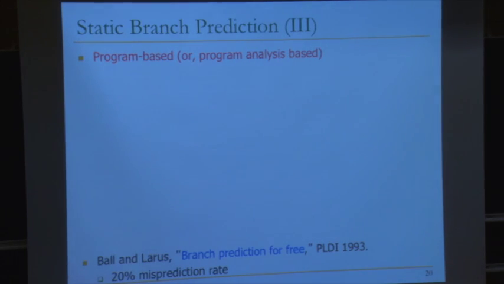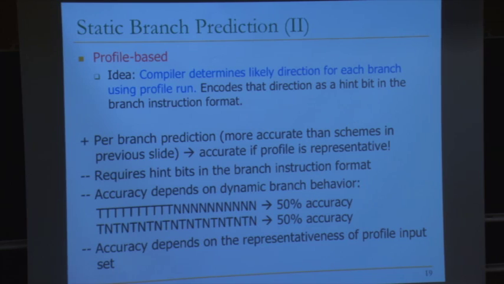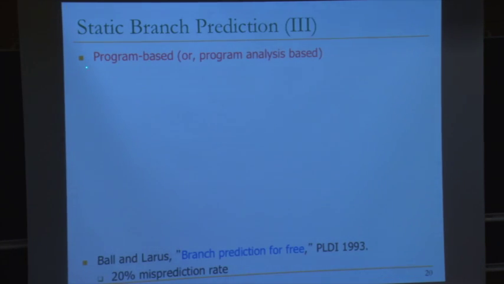OK, there's another way of doing static branch prediction, which is different from profile-based. Profile-based requires profiling, right? It requires some input set. So people have thought about, how can we do this without an input set, but still using compiler hints? And the idea is program-based prediction, or program analysis-based. Program analysis, what does that mean? Basically, the compiler analyzes the program, the data flow, control flow, and the semantic information in the program, and based on that, optimizes the code. That's the more general definition of program analysis. And we're going to see a specific instance of this.